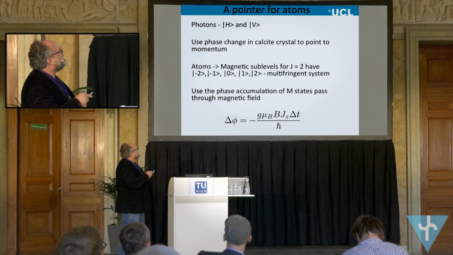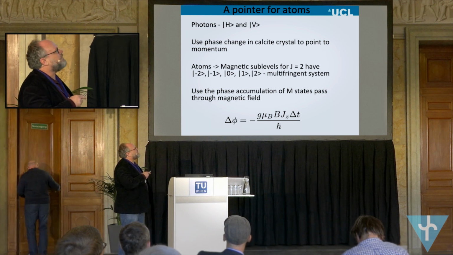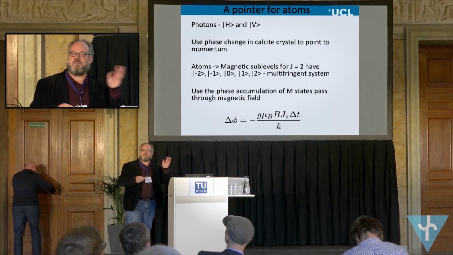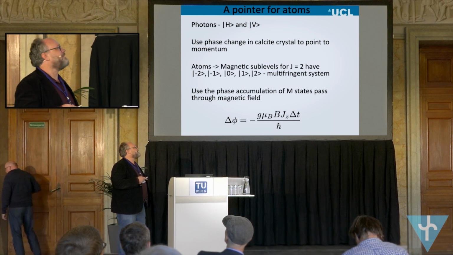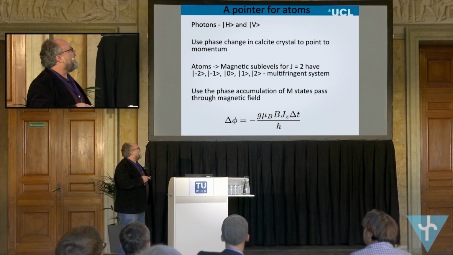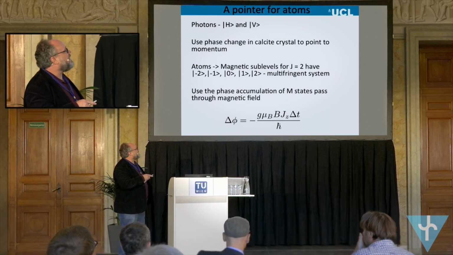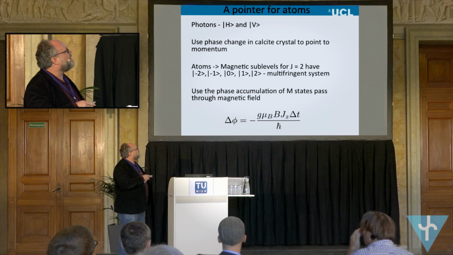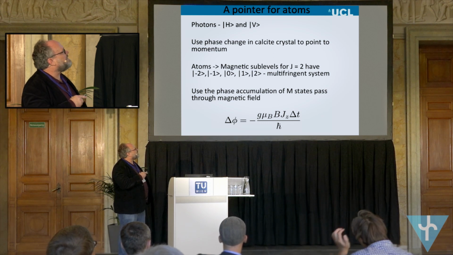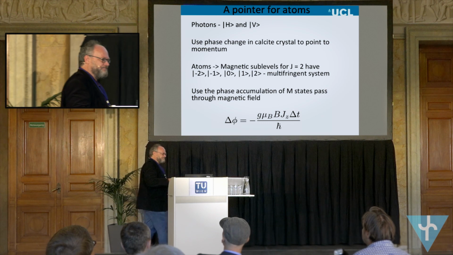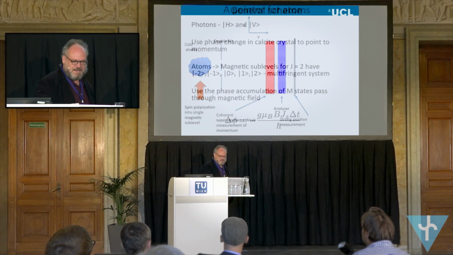Now the basis states are these M states, of which there are 5. So this is kind of going from a birefringent system to a multi-fringent system. The idea is to base the weak measurement on the phase accumulated by M states as they pass through a magnetic field. So that's the general idea.